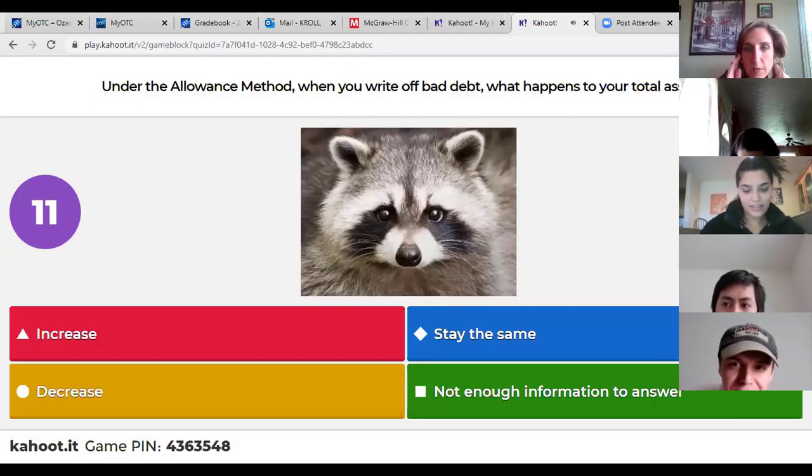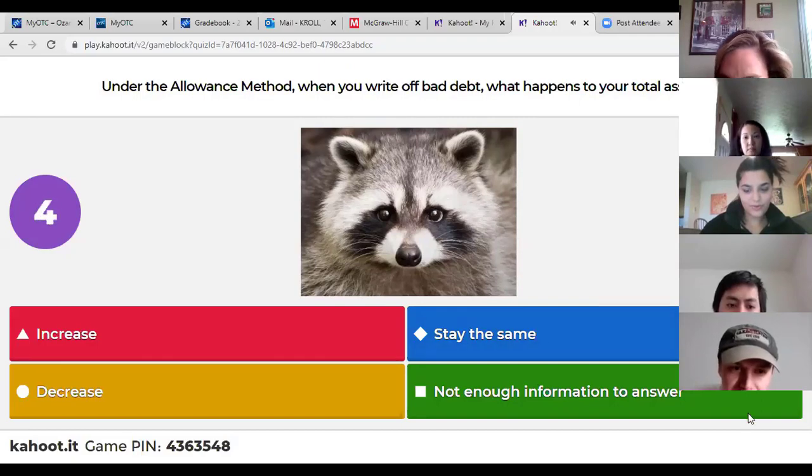Look at that little face. The raccoon stares right into your soul. I want to donate money or something. Oh shoot, I have to answer. Oh no.